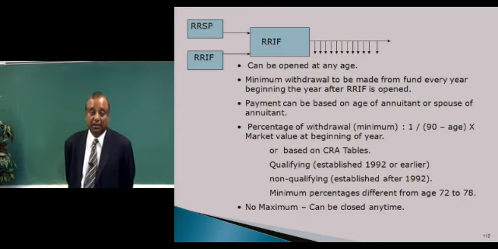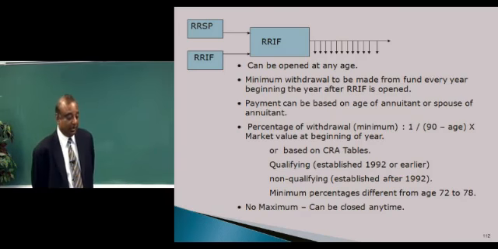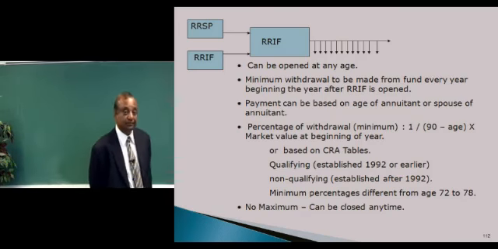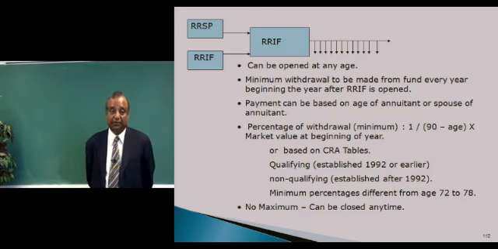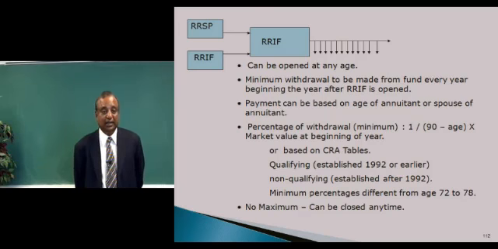Now, the tables of CRA start from age 71. If your age is below 71 and you have opened a RIF, the percentage is calculated as 1 upon 90 minus age. So, if you are 60 years old and you open a RIF, the percentage you've got to take out is 1 upon 90 minus 60, which is 1 upon 30, that is 3 1/3%.